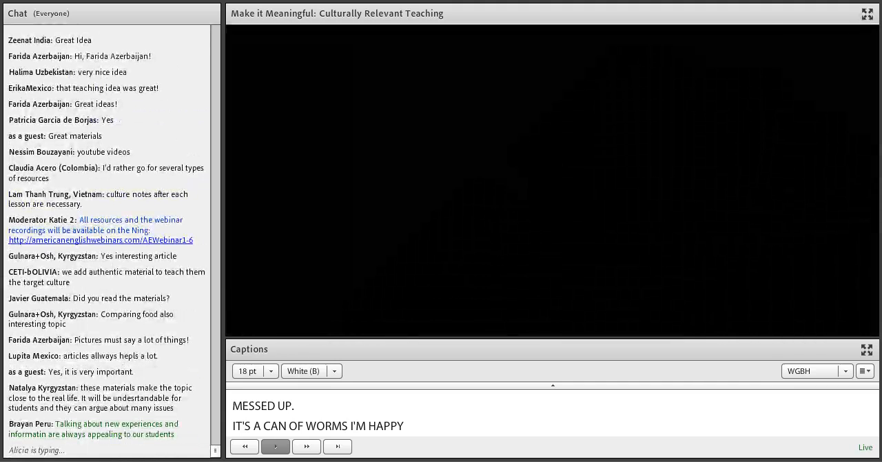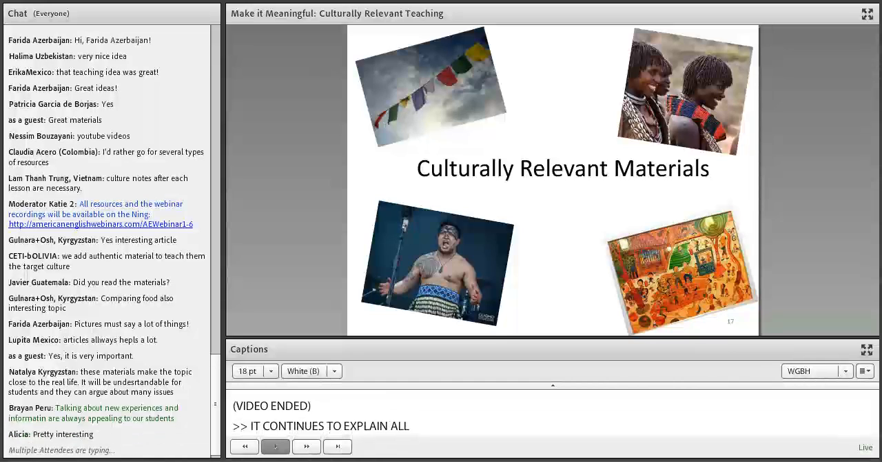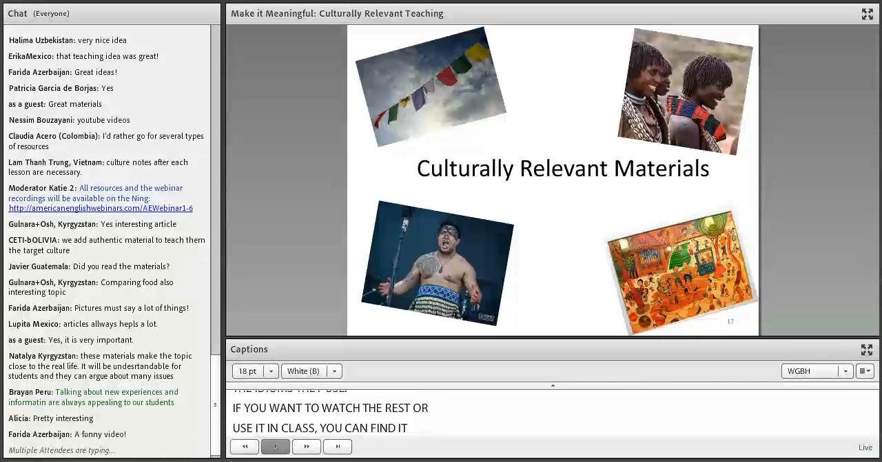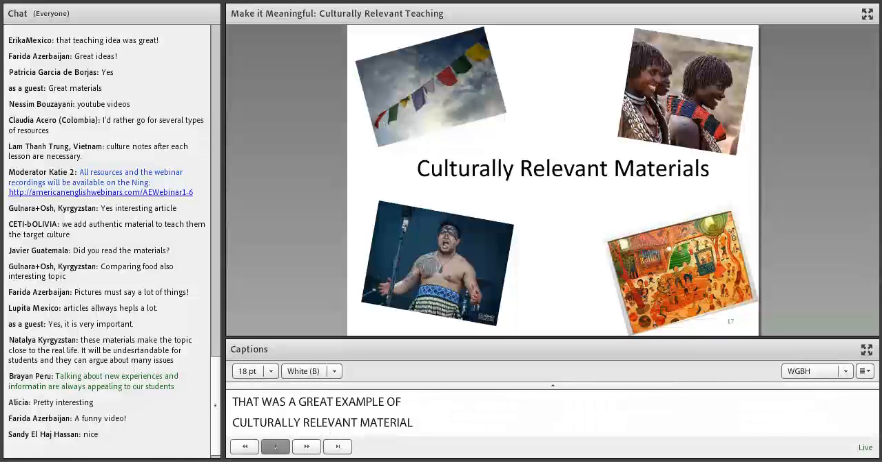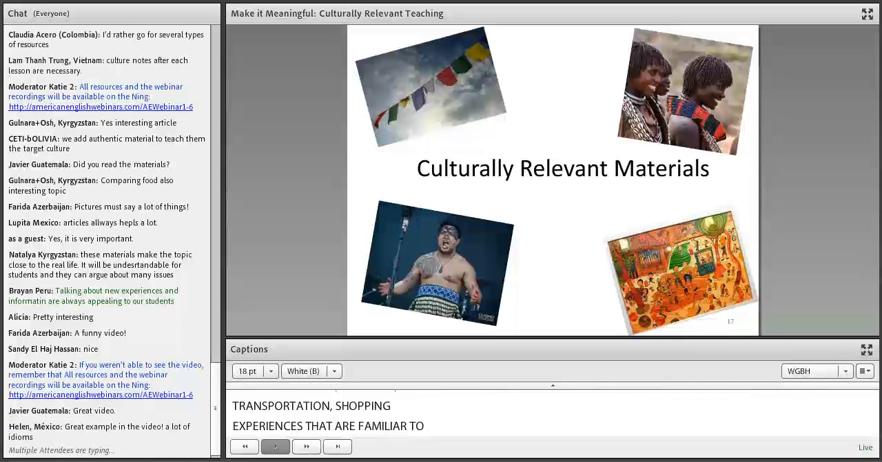All of the idioms that they used. If you want to watch the rest or if you want to use it in class, you can find it on the Ning. But that was a great example of a culturally relevant material because it showed examples of students' own lives. It shows schools, clothing, transportation, shopping experiences that are familiar to many of the students in East Timor and maybe to some of your students too.